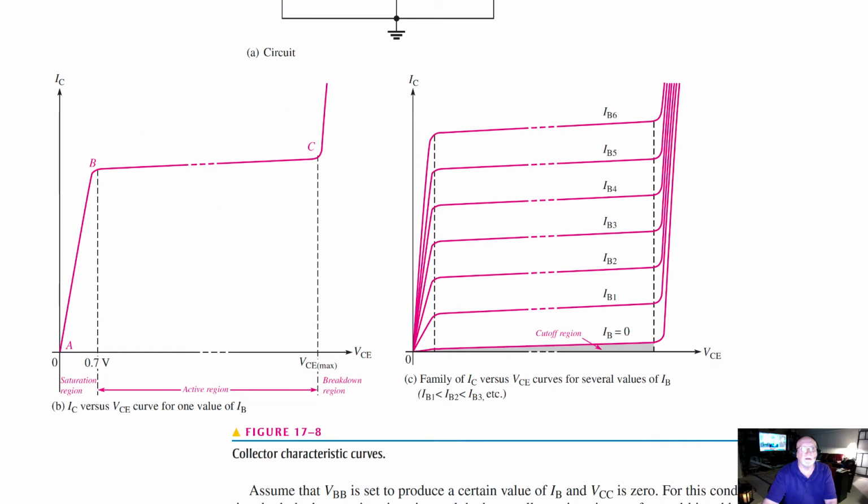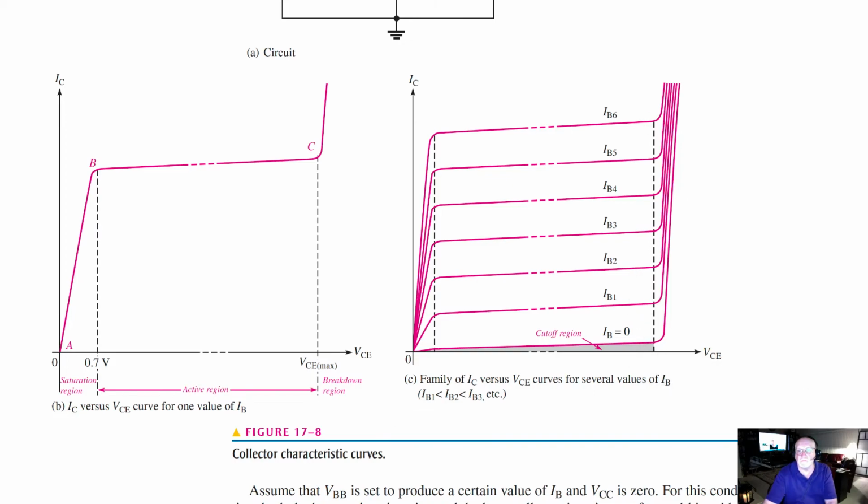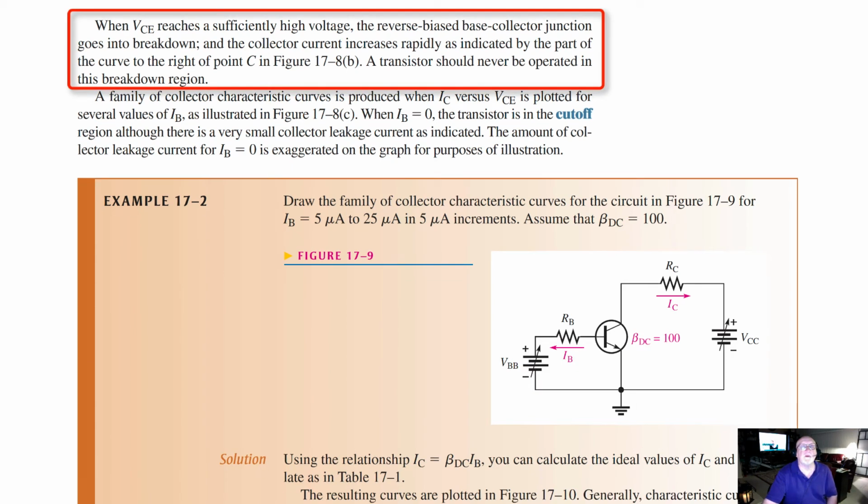So we can see that in the diagrams here. Between B and C is everywhere in the active region. When VCE reaches a sufficiently high voltage, the reverse-biased base-collector junction goes into breakdown, and the collector current increases rapidly, as indicated by the part of the curve to the right of point C. A transistor should never be operated in this breakdown region, for the same reasons as not operating a diode in the reverse breakdown region.